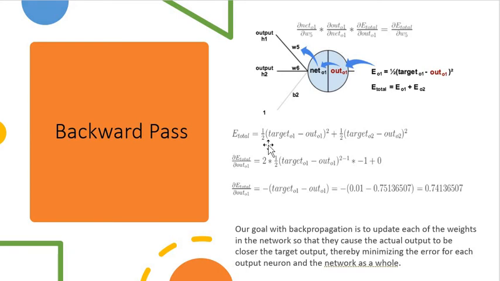So my E total was equal to half of target of output 1 minus output 1, whole square, plus half of target of output 2 minus output 2, whole square. If I take the partial derivative of this E total with respect to output 1, the square comes down. So 2 into half of target 1 minus output 1 to the power of 2 minus 1, as per the rule of differentiation, times minus 1, plus 0. This is my differentiation factor that I get, and my calculation comes out to be 0.741.